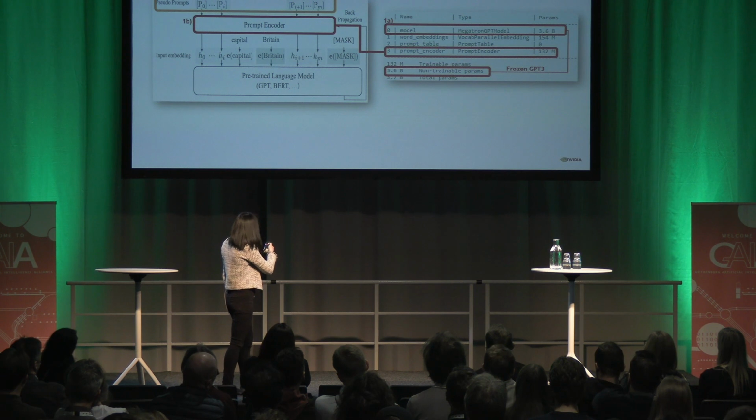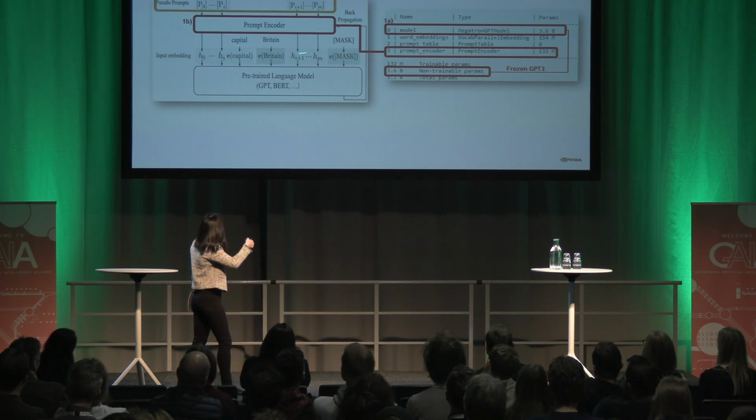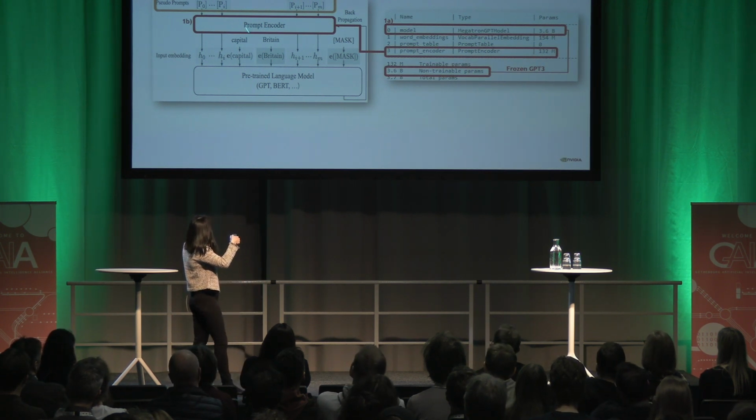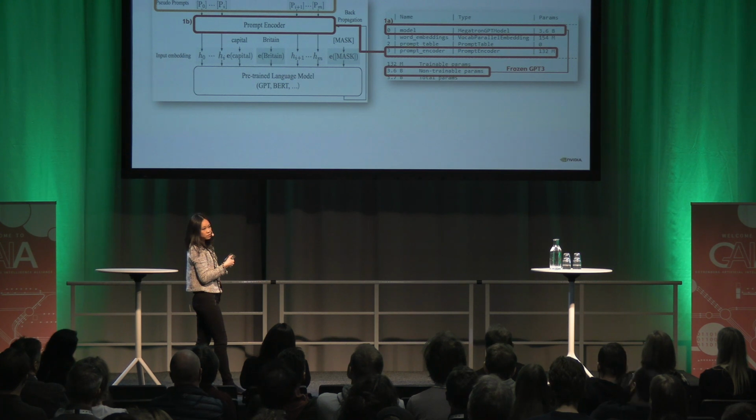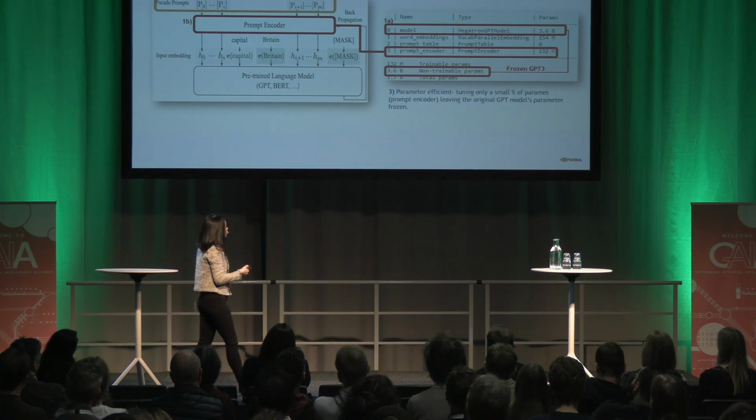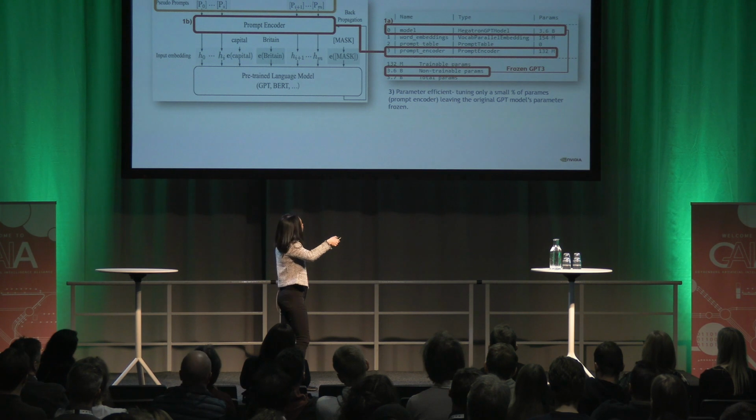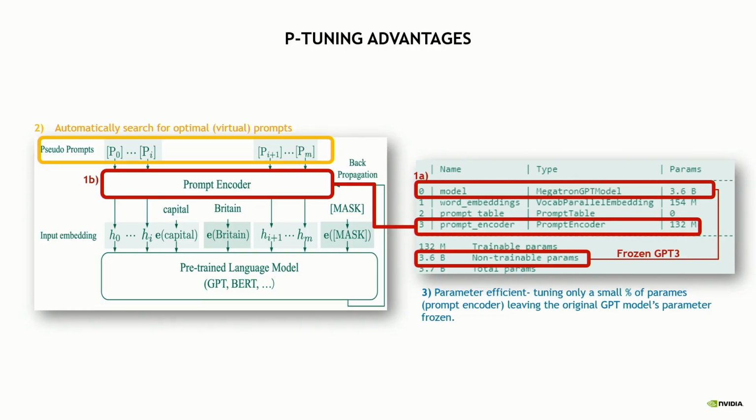Because it is a neural network, you can tweak it in order to find the optimal in-betweenness to ask the question to get the optimal response. It is parameter efficient. As you can see, it will only take 132 million, an order of magnitude smaller than the 3.6 billion parameters, which are frozen, for you to tweak the 132 million to get to the optimal response.